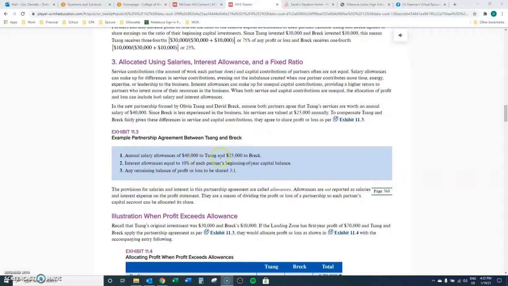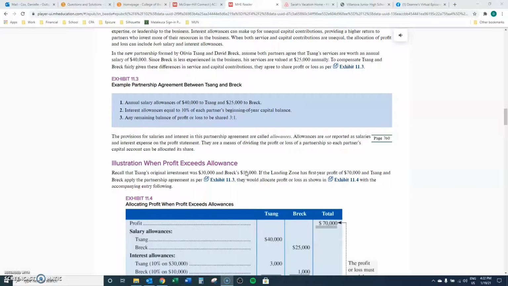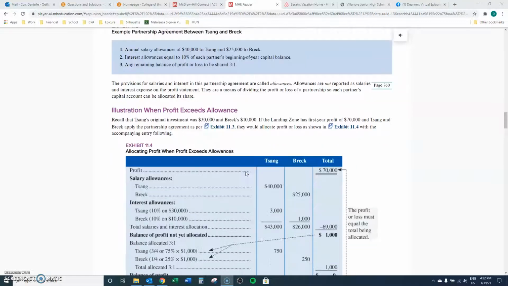So $40,000 and $25,000 as salary allowances. Interest allowances equal to 10% of each partner's beginning of year capital balance. And after that happens, any remaining balance of profit or loss is to be shared on a 3-to-1 ratio. So what happens when profit exceeds the allowance?